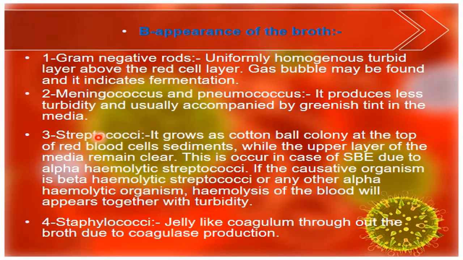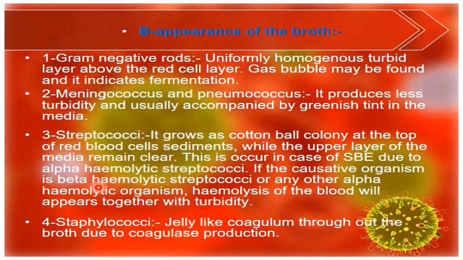In case of streptococcal infections, we can see cotton ball colonies. Colonies resembling cotton balls are present on top of the red blood cells. When we see this shape of cotton ball colonies, that means streptococcal infection, while the upper layer of the media remains clear. This occurs in case of subacute bacterial endocarditis due to alpha hemolytic streptococci.